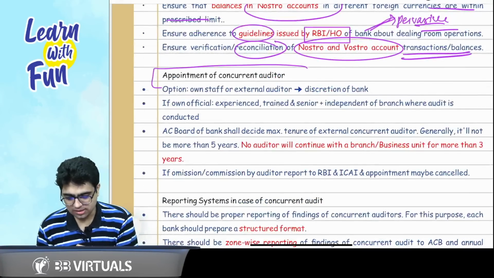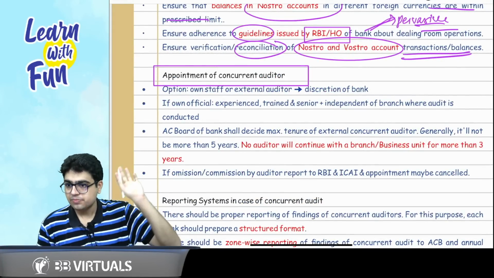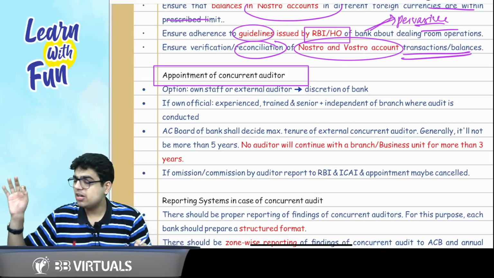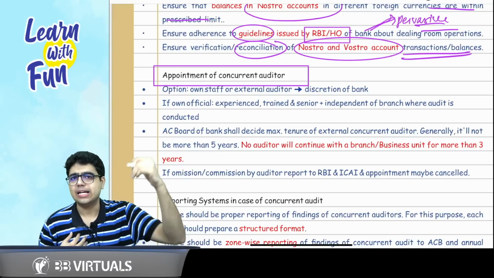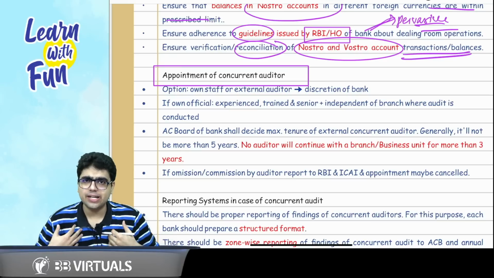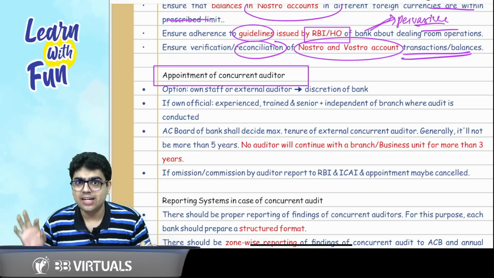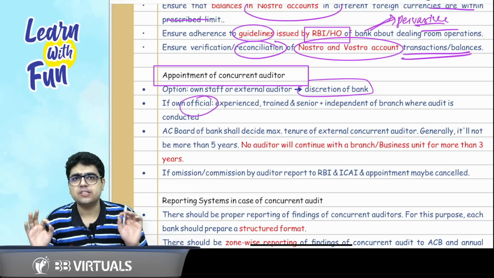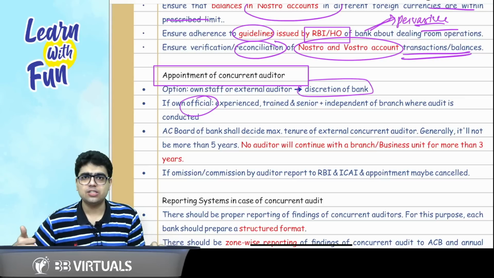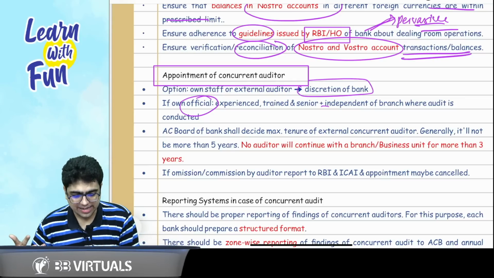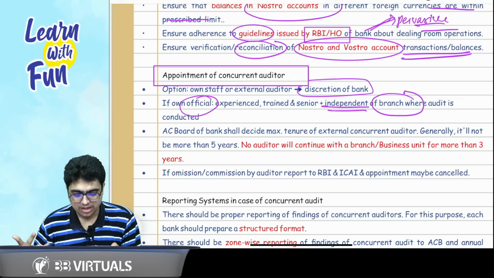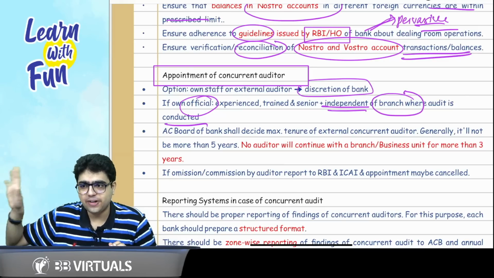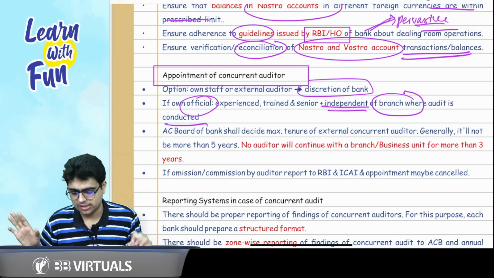Now, sir, how is the concurrent auditor appointed? First of all, who can be appointed as a concurrent auditor? He or she can be an internal staff or an external person. It is the discretion of the bank. If it is the bank's own official, that person should be tip-top: experienced, knowledgeable, trained and independent of the branch where the audit is conducted. So he should be from a different branch, not from the branch where the audit is conducted.